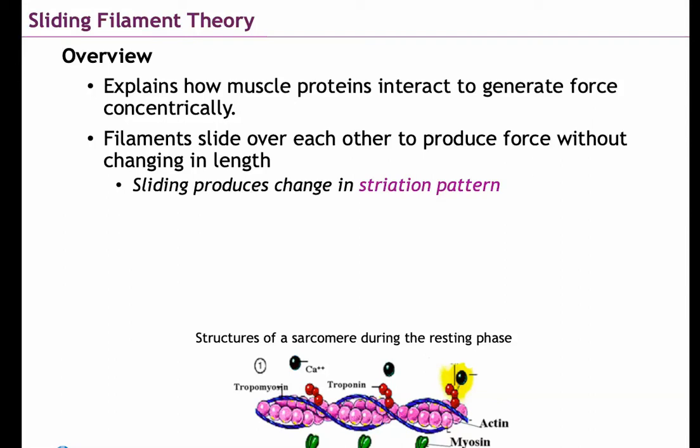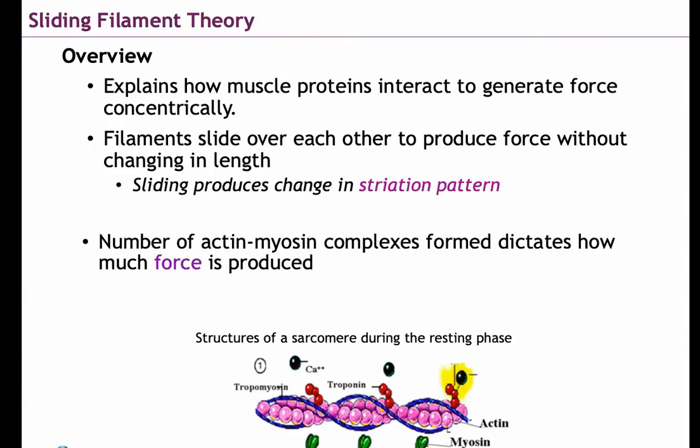So this sliding process produces the change in the striation pattern. Remember in part 1 we looked at the sarcomeres under polarized light, and it showed a striated pattern. We'd see these stripes. That's due to the sliding of actin over myosin. That's where the striation comes from, the sliding.